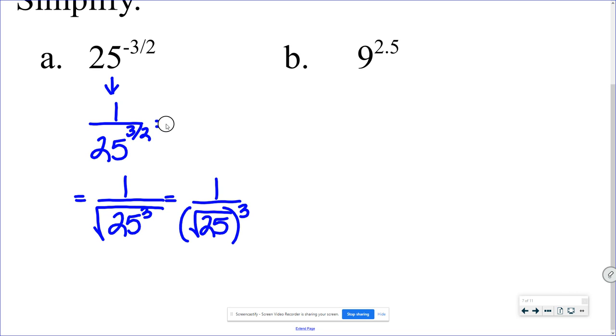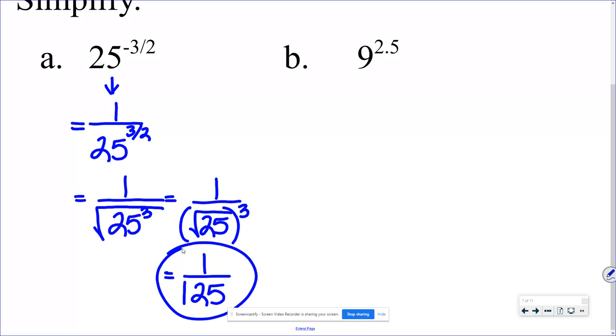I am going to do it this way when I do the mental math step, because taking the square root and then raising the answer to the 3rd power is a lot easier than doing 25 to the 3rd power and then square rooting, because I'm trying to do it in my head. Okay, so the square root of 25 is 5. 5 to the 3rd power is 125. So 1 over 125 would be your answer.